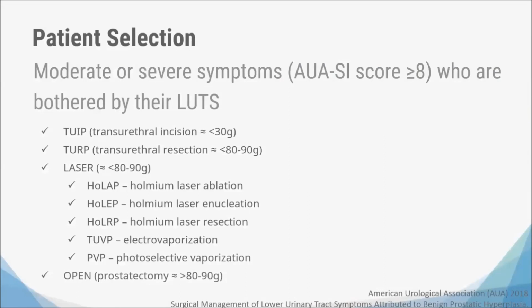Other alternatives of treatment are the urethral incision for very small prostates, also TURP therapy, that is the gold standard mainly for prostates below 90 to 100 grams. And also there is a great number of alternatives using lasers, as you can see here, and also open prostatectomy for patients with very big prostates. So all these kinds of treatments can be used by urologists.